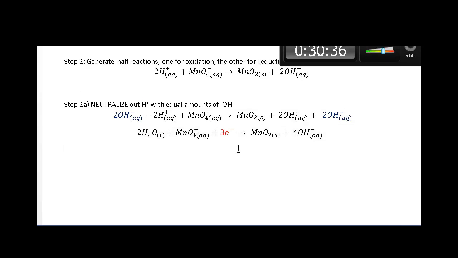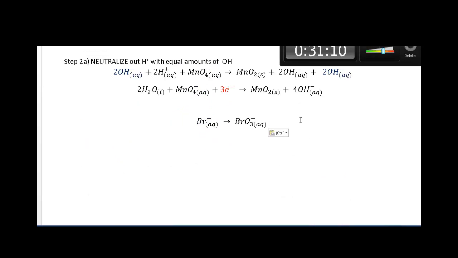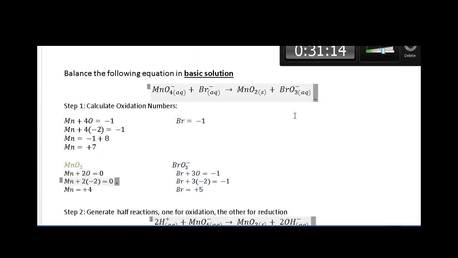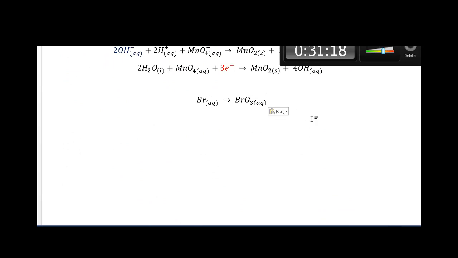Well, we have to do one more half reaction, and that's going to be Br minus going to BrO3 minus. So let's go ahead and do that under base. All right, so here's our second half reaction. Br minus going to BrO3 minus. Just making sure I copied this right. I did. So the Brs are balanced. Let's go ahead and balance the oxygens with hydroxide ion, not water, but hydroxide. And that's going to be 3 OH minuses on the reactant side.